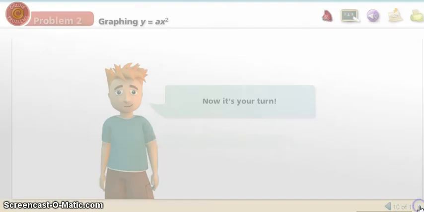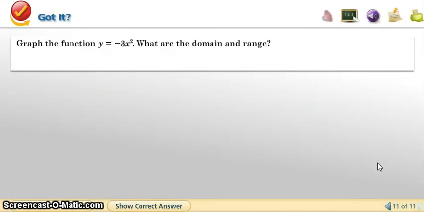Now it's your turn. All right, so here's your equation. I want you to graph this function, and I want you to identify what the domain and the range will be. Use the last example, how they went through that process, to help you. Now think about what you could use as your table of values to make this easier. Well, first of all, you don't have a fraction. You have an integer, -3.